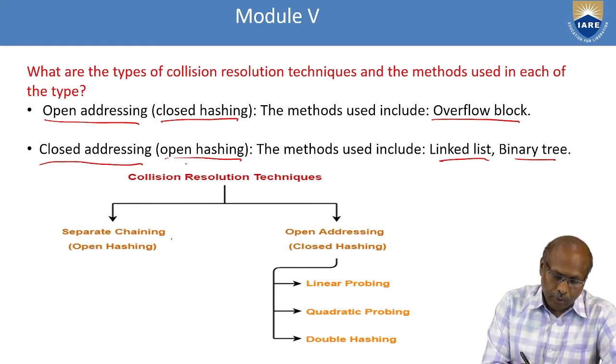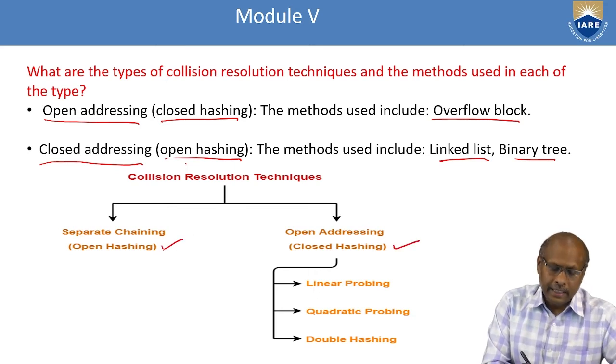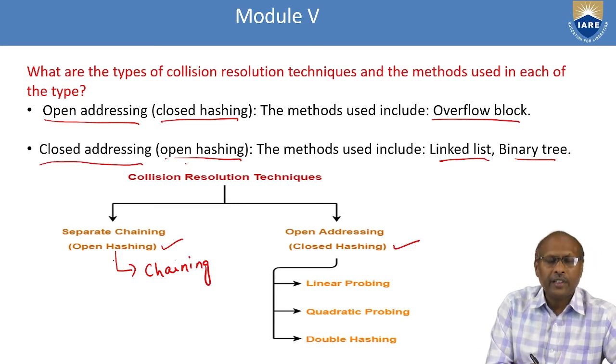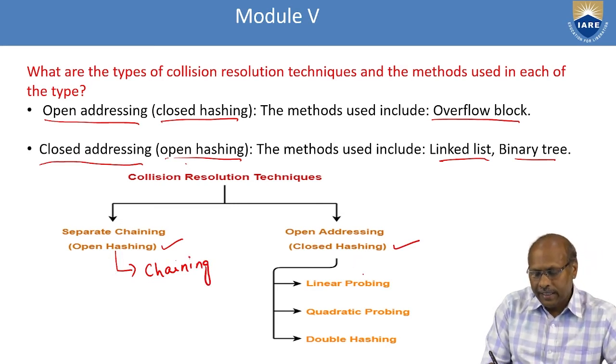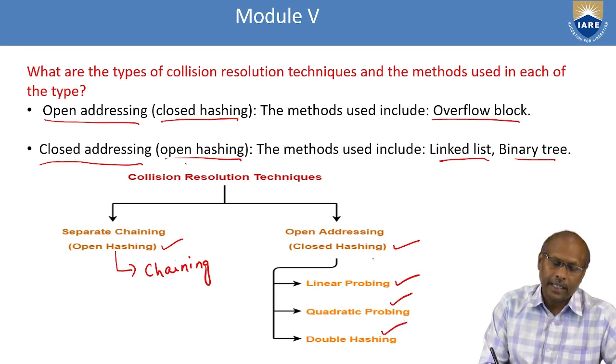There are two types. One is open hashing, second one is closed hashing. Under open hashing, there is an important method called chaining. Chaining is one of the important methods under open hashing. Similarly, under closed hashing, there are three important methods: linear probing, quadratic probing, and double hashing. They are the three important techniques under open addressing.